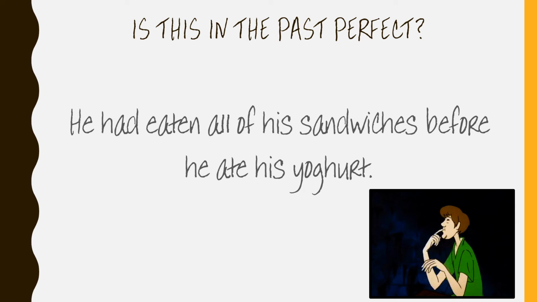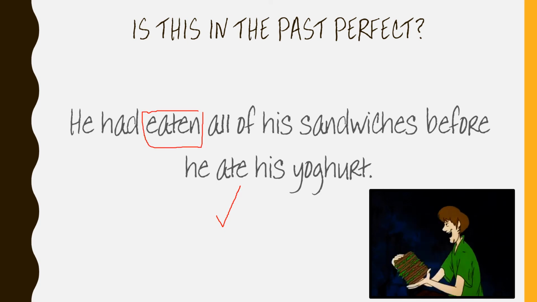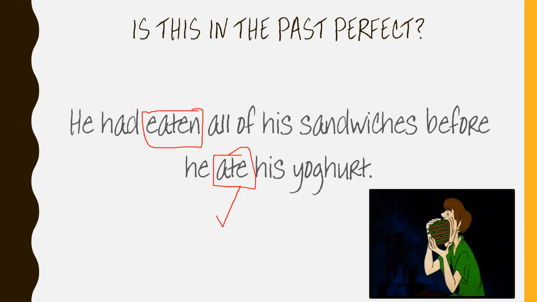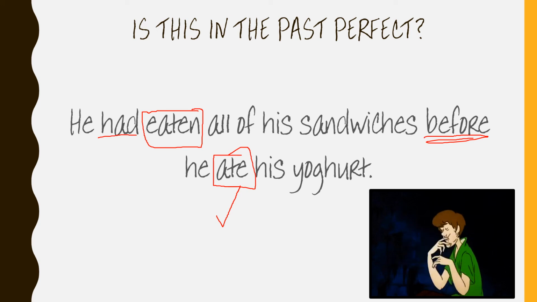Number 1. He had eaten all of his sandwiches before he ate his yogurt. Is this the past perfect or is this not? Is it ding or ding? Yes, it is in the past perfect because there is verb number 1, eaten, it's done, and ate. The ate is complete. Both of the verbs are done. One is happening before the other one, and the word had is in the sentence. Both are complete, both are perfect, and one happened before the other.